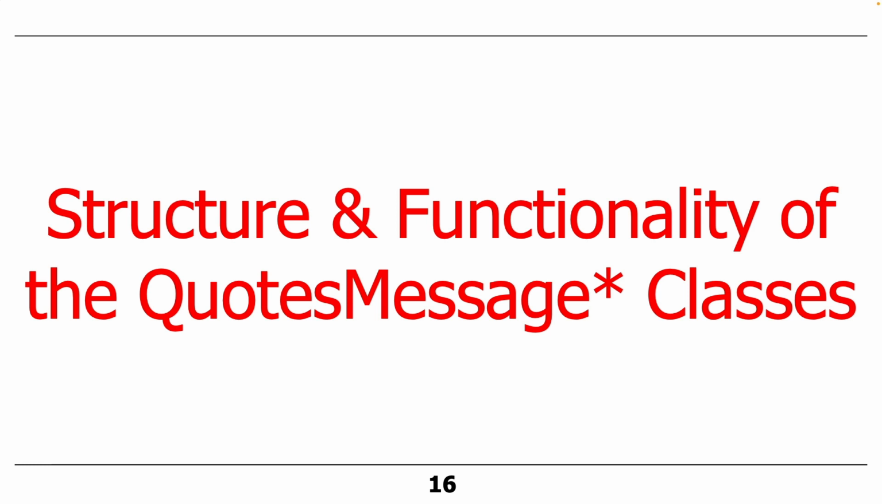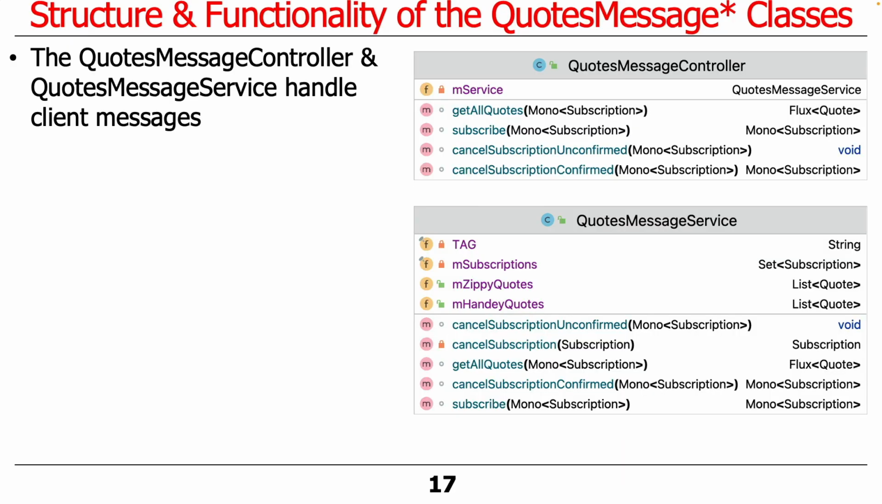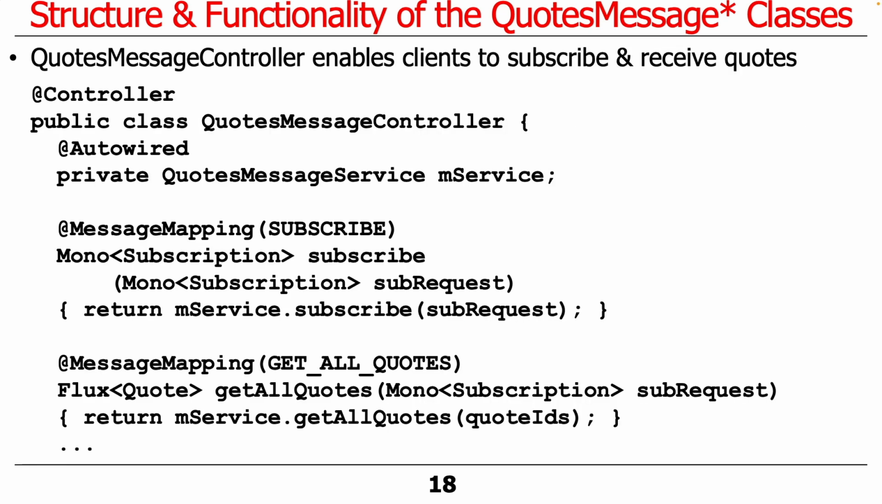Let's now talk a little bit about the structure and functionality of the quote message classes. There are two of them. There's the quote message controller and the quote message service. And of course, they handle client messages, as you might expect. So the quote message controller enables clients to receive the quotes. And by subscribe here, what we mean is that the client has to indicate a subscription before they start getting quotes.